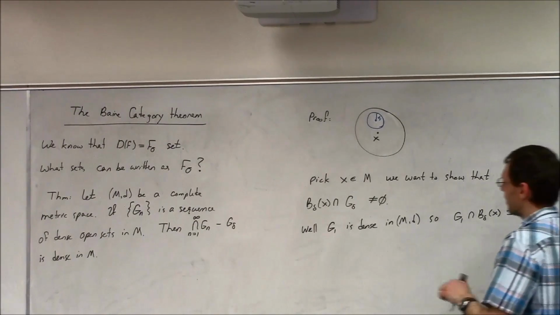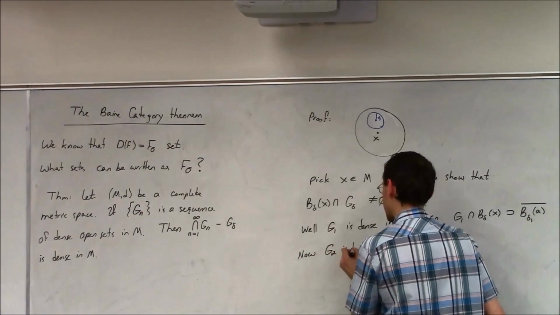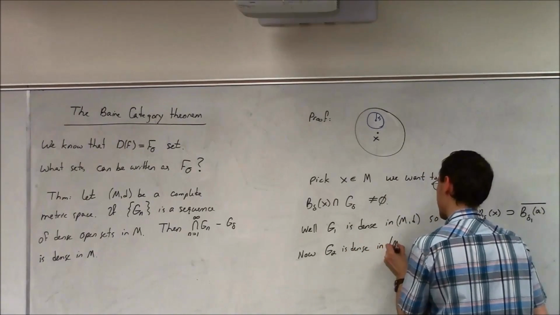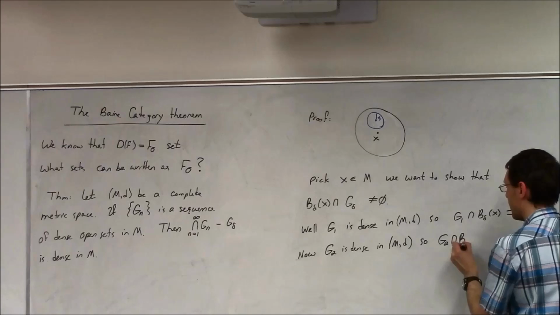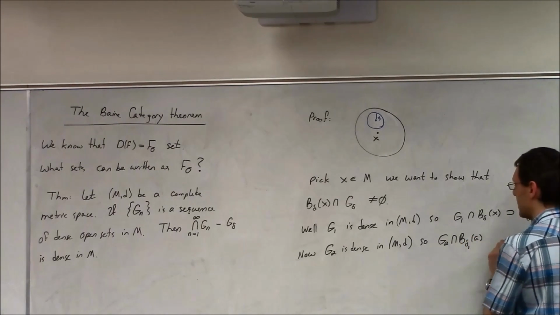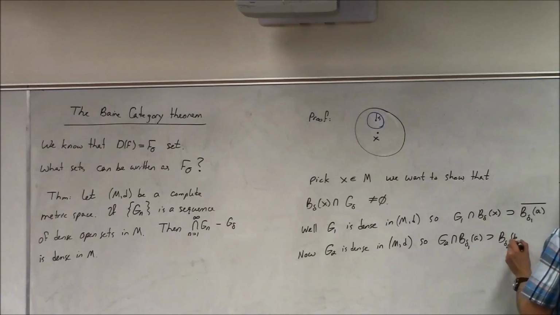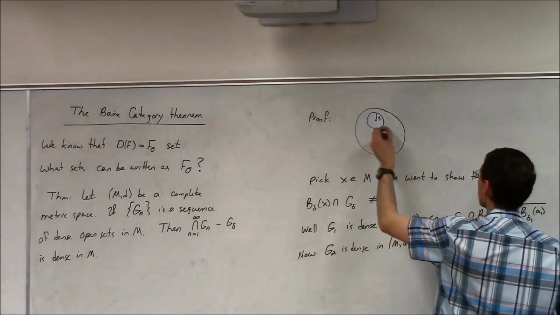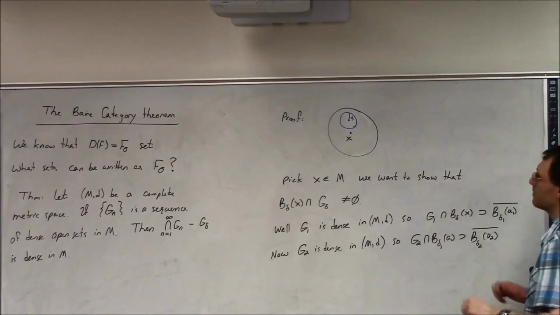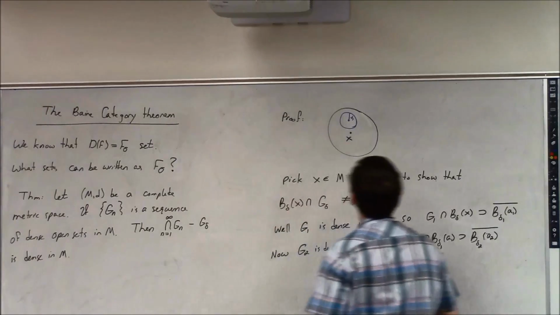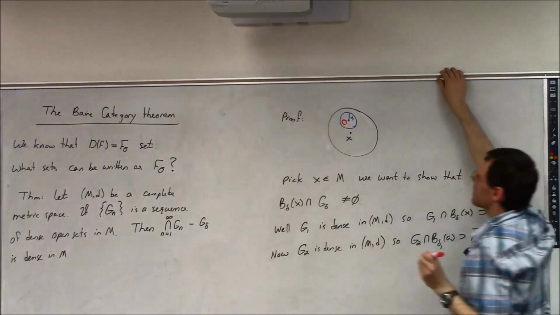So now, G2 is dense in MD. So G2 intersection, this time ball of radius delta 1 centered at A, contains a ball of radius delta 2 at, let's call this point A1, and this would be A2. And it contains the closure of that ball. So the picture that I have in mind is something like this. I'm now looking at this blue ball, and somewhere is going to be a smaller red ball.